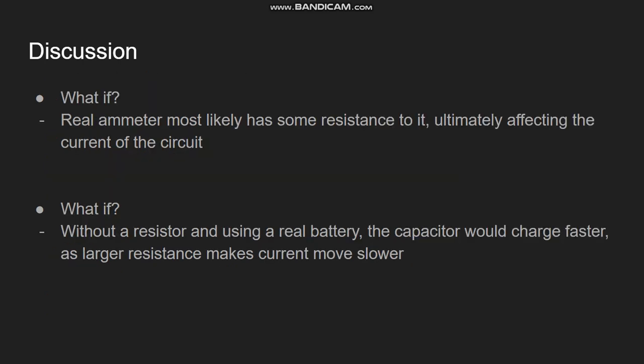Discussion. What if a real ammeter was used? It most likely would have some resistance, ultimately affecting the current of the circuit, making the current probably a little bit less. What if, without a resistor and using a real battery, the capacitor would end up charging and discharging faster, as larger resistance makes current move slower as time progresses?